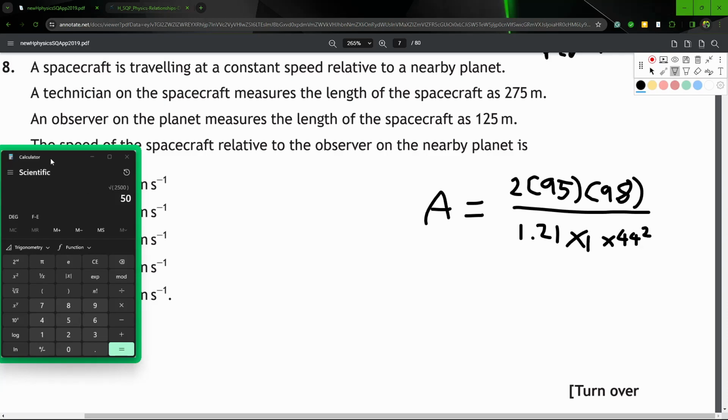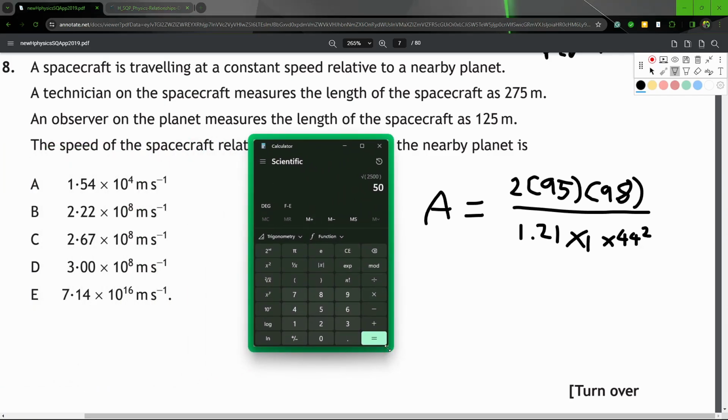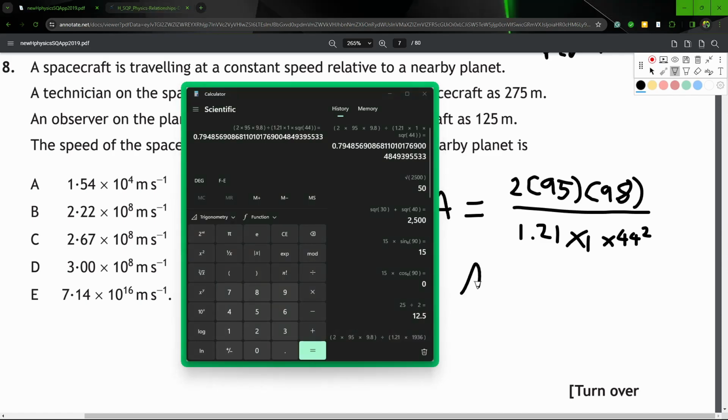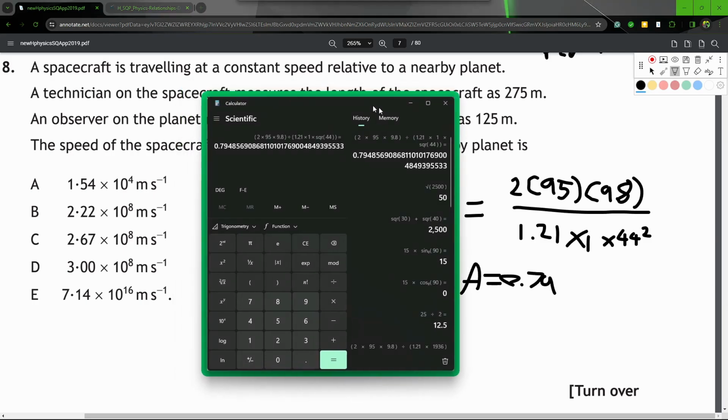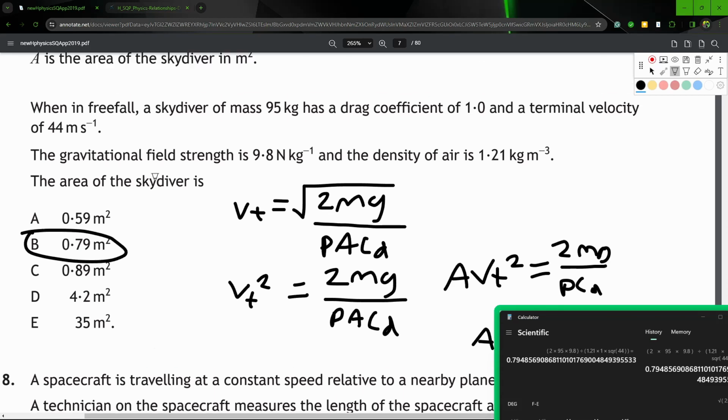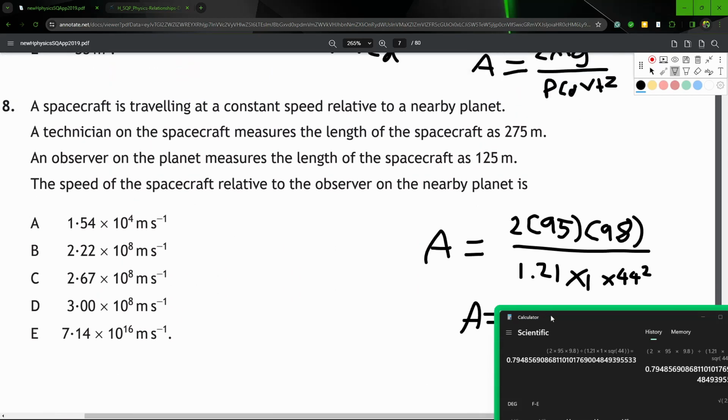So we can actually just shove this into our calculator now. Remember to do brackets this time, the amount of mistakes I've been making on this. You have to be kind of finicky with this, unfortunately. Times 1 times 44 squared, brackets. Boom, we get this rather long number, but if we round it to 2 decimal places, we get 0.79. And if we scroll back up to our original question, oh my god, that's B. Fantastic. Let's go on to 8.